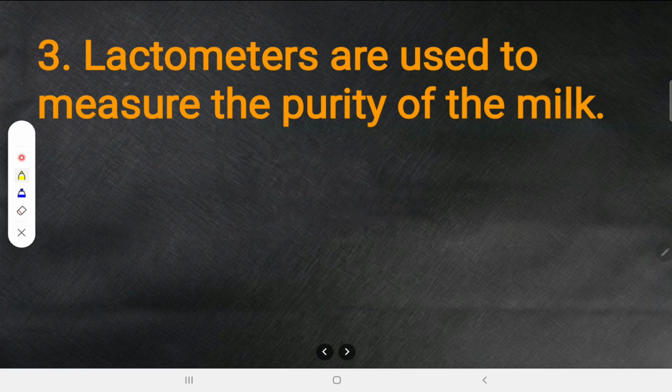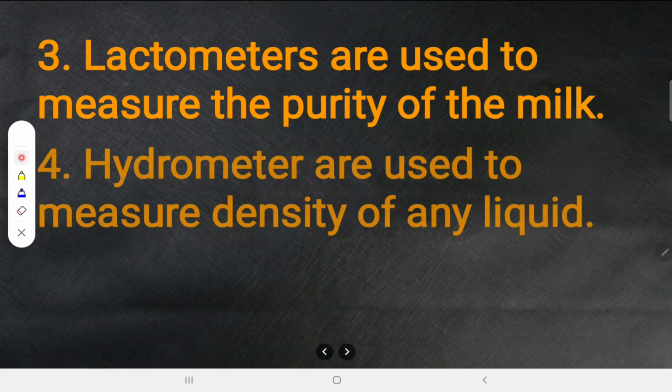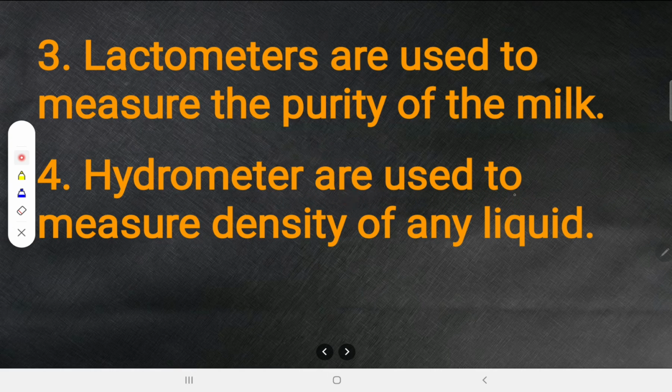Moving forward, one more important use of Archimedes principle is lactometers. These lactometers are used to measure the purity of milk. You must have seen them in dairies. There is one more thing called a hydrometer, which is used to measure the density of any liquid. I don't want to get into the details of both because I would have to explain how they work in a separate video. If you want it, I will make it, but right now in this video I am not going to discuss lactometers and hydrometers.